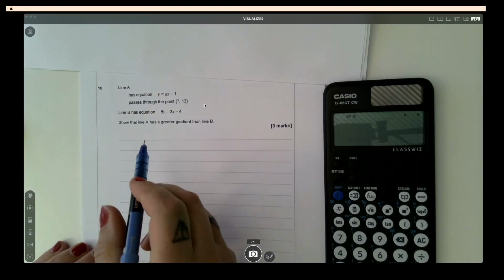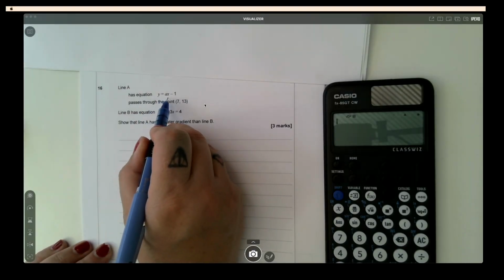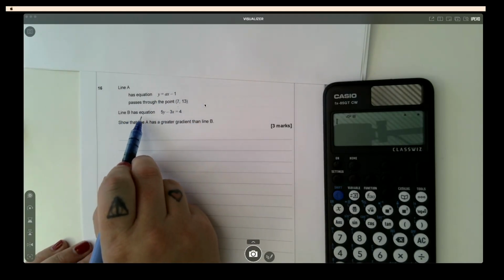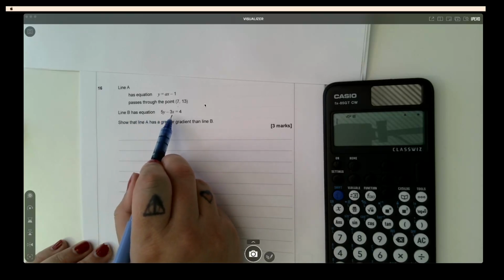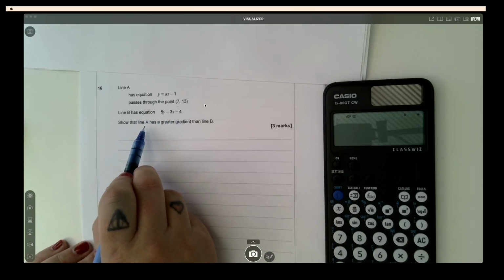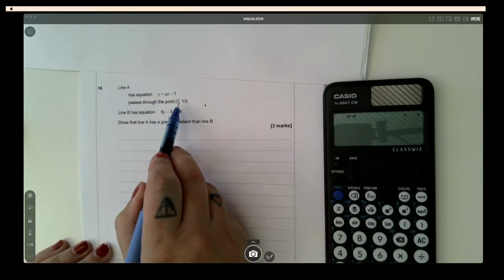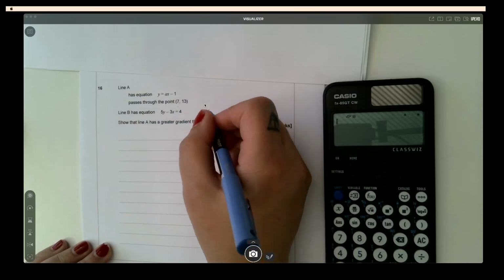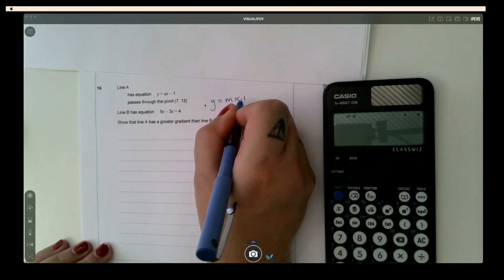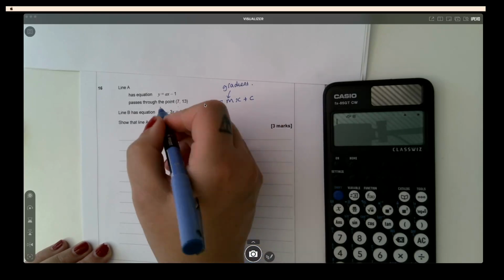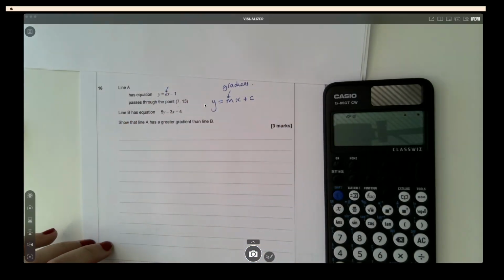Question 16. Line A has equation y equals ax subtract 1, and it passes through the point (7, 13). Line B has the equation 5y subtract 3x equals 4. Show that line A has a greater gradient than line B. So let's focus on line A to start off with. The equation of a straight line is y equals mx plus c, and the m is what tells us the gradient. In this question, the m is a, so we don't know the gradient of line A to directly compare it, so we're going to have to figure out what that value is.